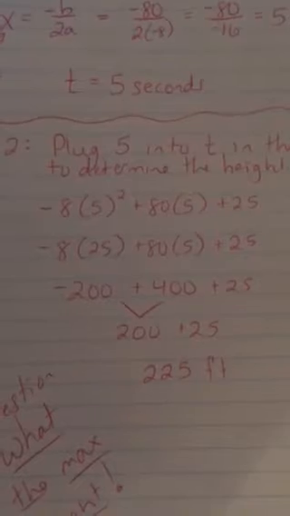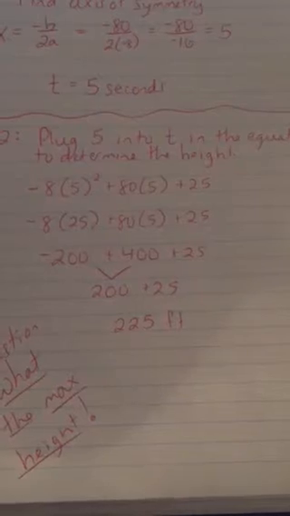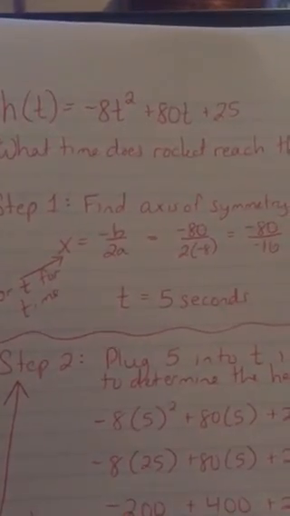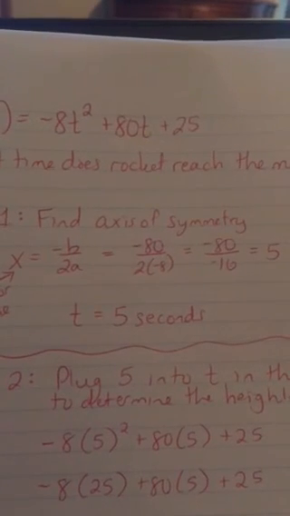Now, this is only if the question says, what is the maximum height? Then we would move on to a step 2, which is taking the 5 that we got for time and plugging that into the equation to determine the height. So we're going to plug in 5 for t for both of the t's. We're going to use our order of operations, and then that would give us the 225. But again, for this question, because it's only asking for what time does it take for the rocket to reach the maximum height, we only have to do the first step to get time equals 5 seconds.